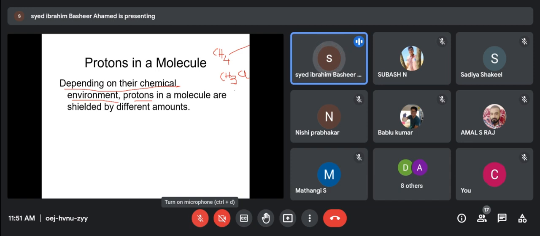So I am replacing one more hydrogen. Now we have CH2Cl2. What is the name of this? It's dichloromethane. And so on. Don't worry about the names, I just wanted to test you.